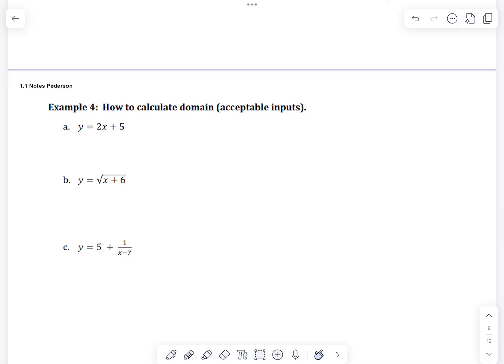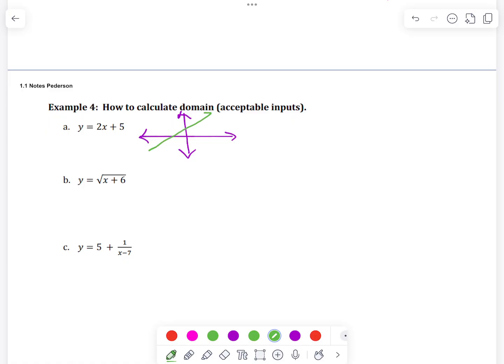All right, last topic here. How do we calculate accepted inputs or domains? This first one is a graph that would be all real numbers, because it's going to be a line that looks like this. If we were to graph this out, it would have a slope of 2 and a y-intercept of 5. It's going to be a line. So the domain would just be anything. We can substitute any number in for x. The domain would be all real numbers. This would be its domain.